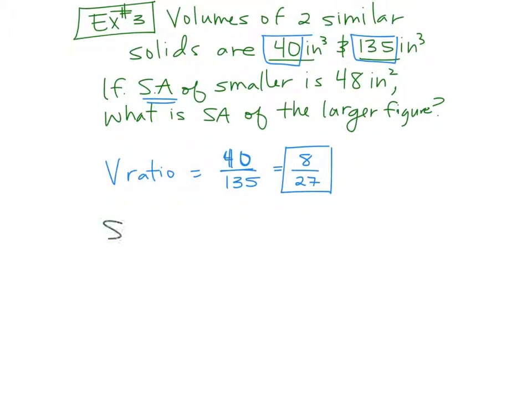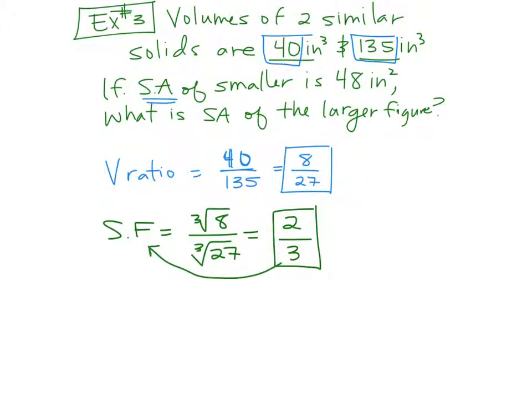So if this is my volume ratio, my scale factor is the cube root of 8 over the cube root of 27. When you cube root 8, what do you get? You get 2. When you cube root 27, you get 3. Okay, so this right now is my scale factor, but we don't want scale factor. We want the surface area ratio. So what do I have to do to that number? You have to cube it. Not cube it. You have to square it. So 2 squared to 3 squared gets you a ratio of 4 to 9.